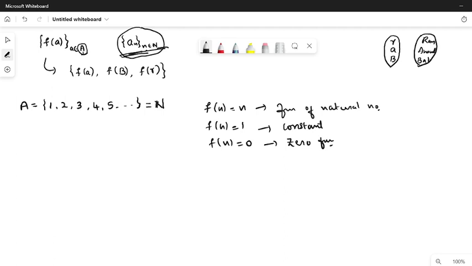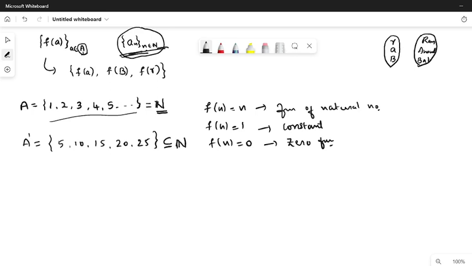If the domain is restricted to set of natural numbers or subset of set of natural numbers, subset means this is the collection of all natural numbers. You have to take some of the elements from that set. For example, you can take A dash to be 5, 10, 15, 20, 25. See, this is collection of some natural numbers. So it is subset of N.